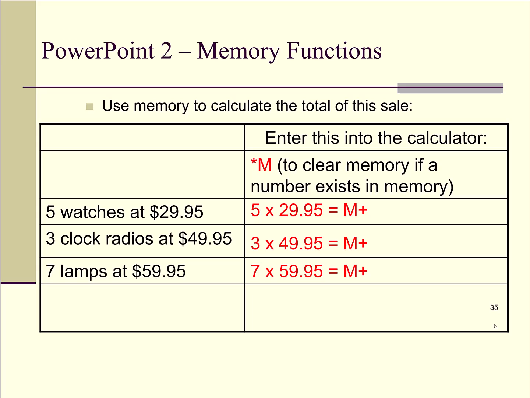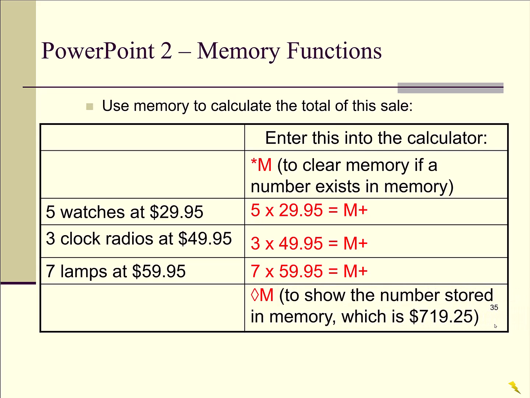Now at this point, we don't know what the number is that is in our memory. So to show us the number that is in memory, we hit Diamond M. And you should get on your display $719.25.